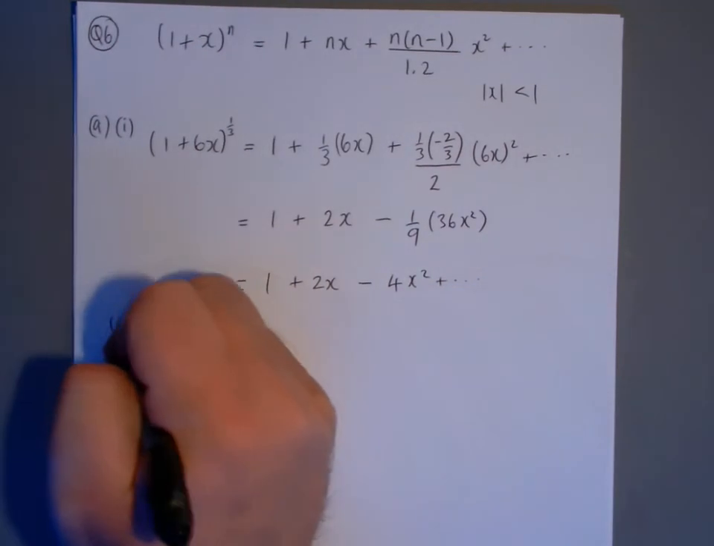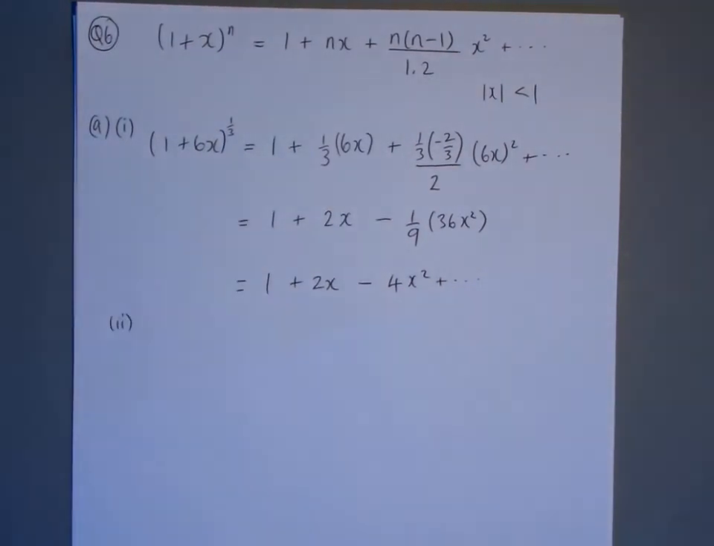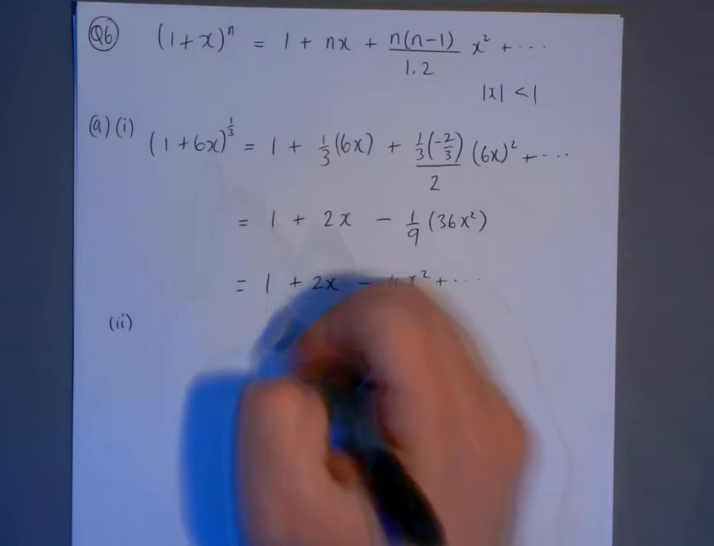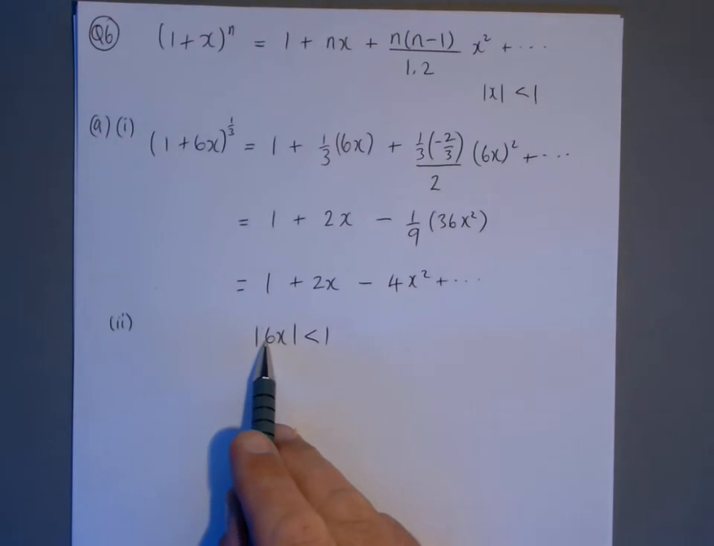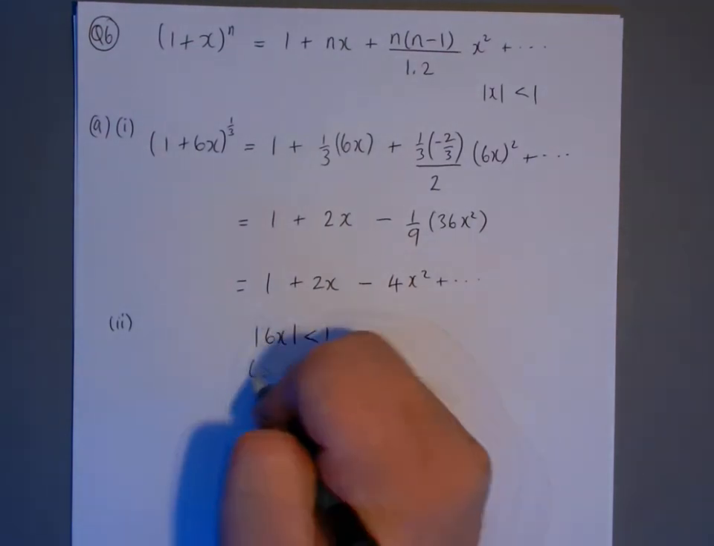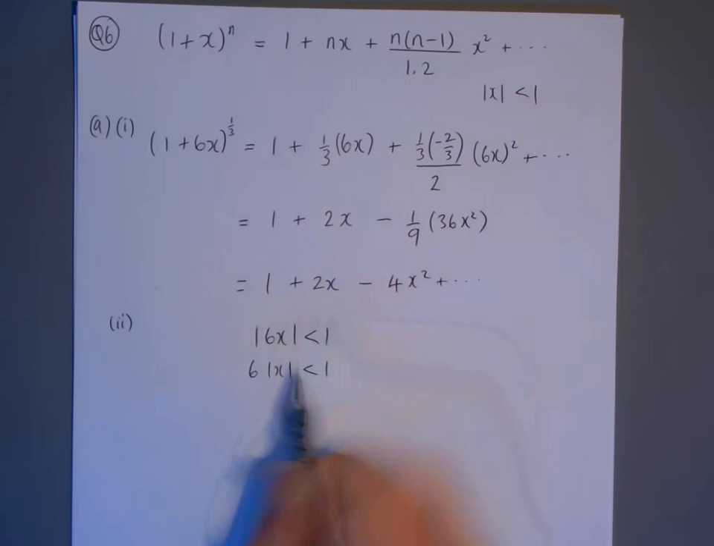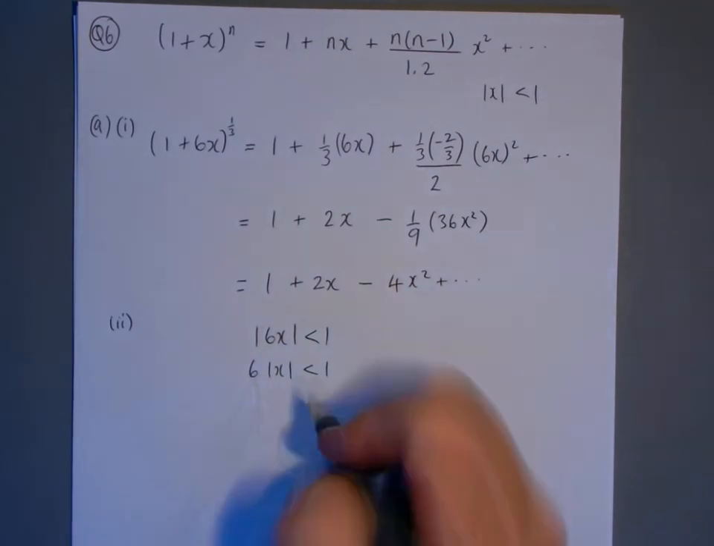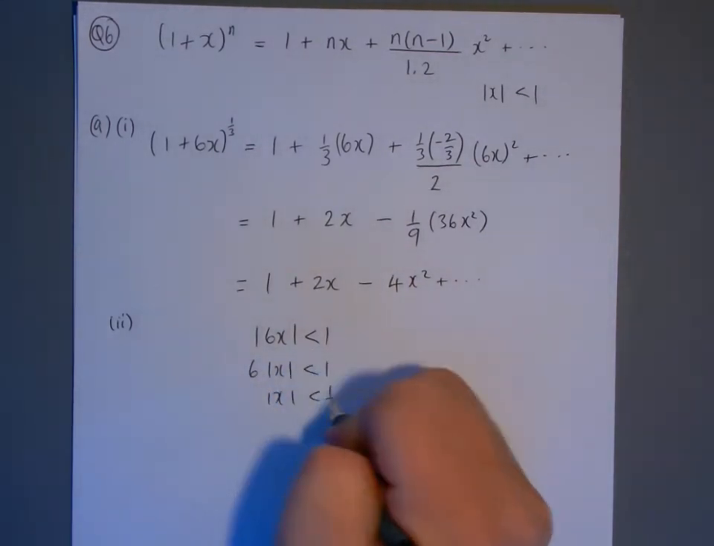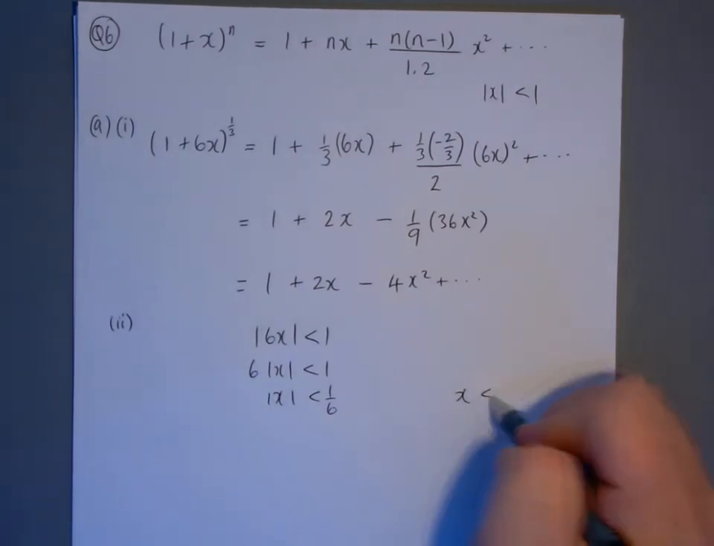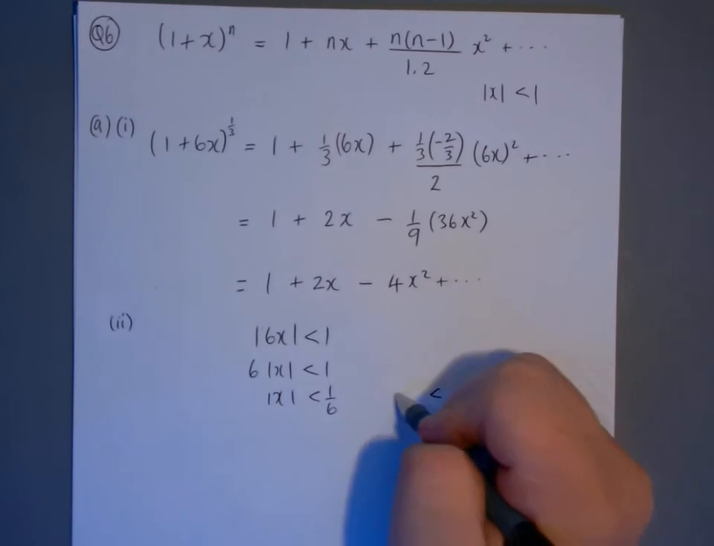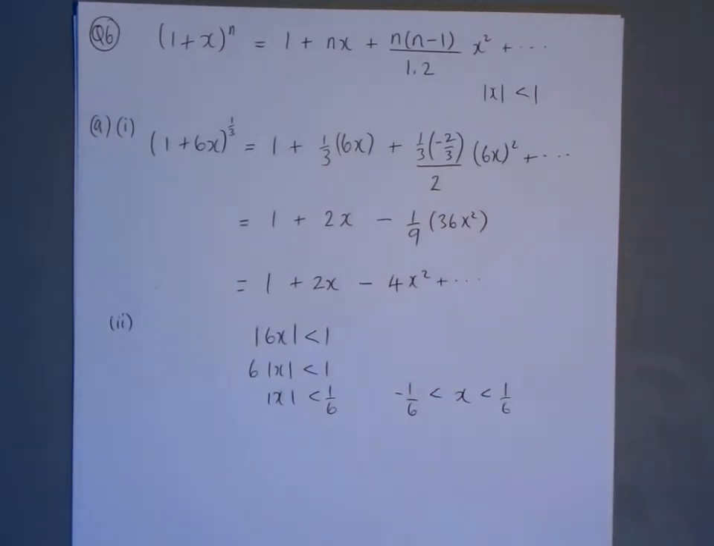So in part 2 it says what is the expansion valid for. So remember we've got to use this from the formula booklet, but we replace it with 6x. Okay, so that's positive 6. We can take it outside of the modulus. Because you're timesing by 6 here, we can take it over and divide. So we get 1/6. So in other words, the size of x is less than 1/6. So it's less than the positive 1/6, or it can be greater than negative 1/6. Okay, so it's between negative 1/6 and positive 1/6.